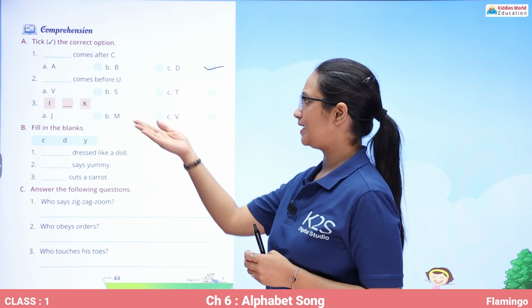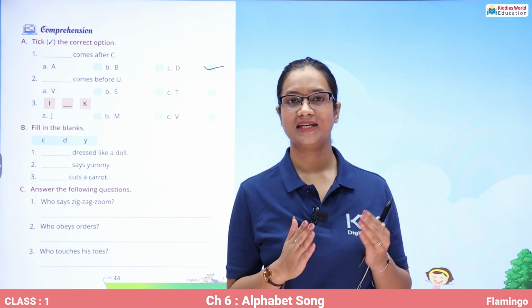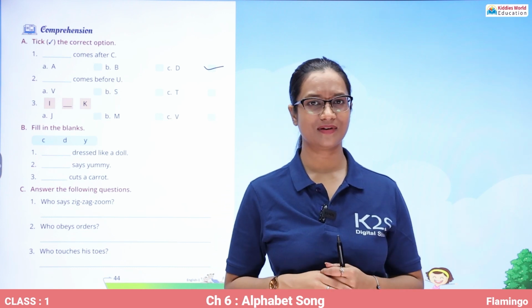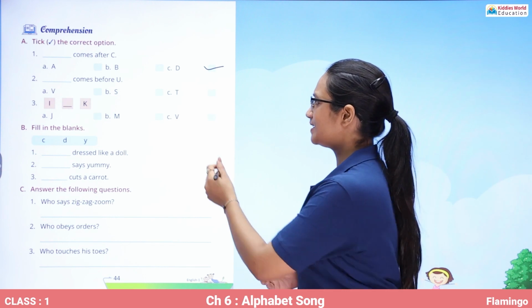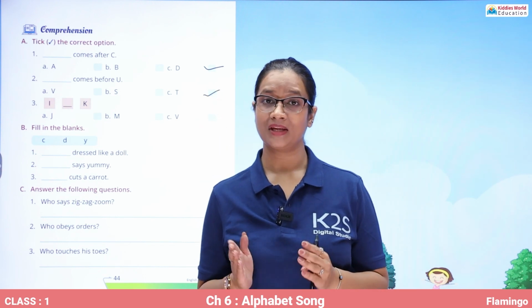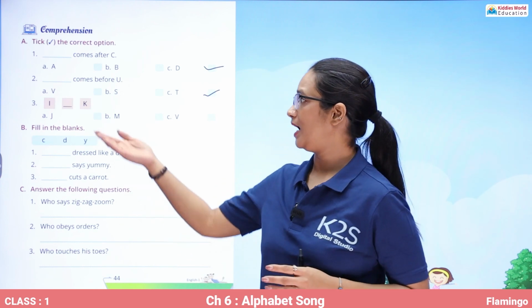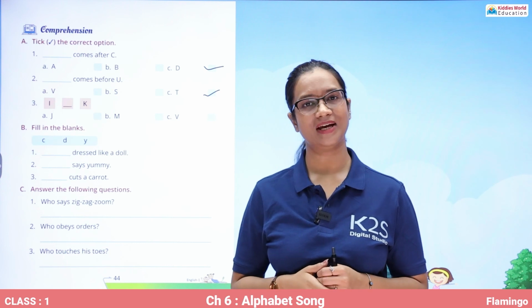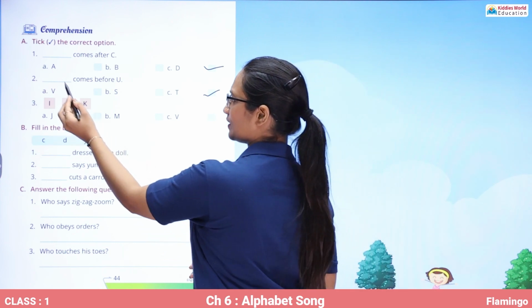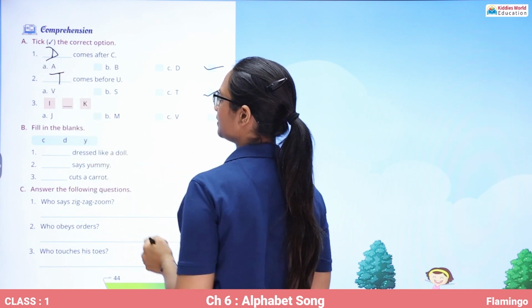So what was the letter that just came before U? R, S, T. So what is the right answer? The right answer is T, because what comes after T? T is followed by U, and what comes before U? It is T. So we can also write T here and D here.